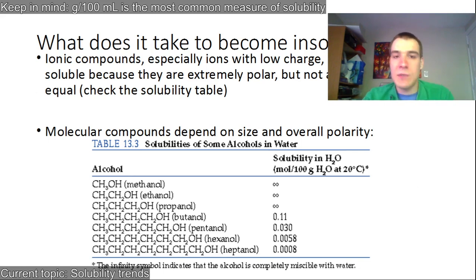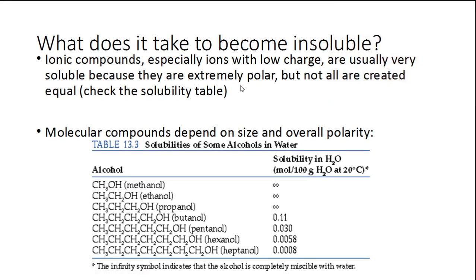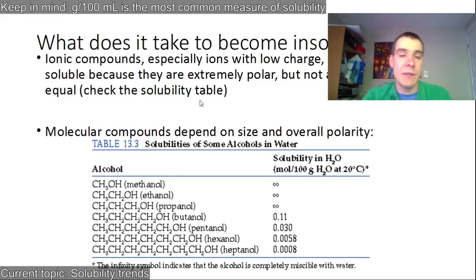Let's talk about some general solubility trends for water. First thing is ionic compounds tend to be quite soluble, especially the ones that have low charge, so like sodium, fluorine, chlorine, ammonium, those kinds of things, nitrates, they're very, very soluble. You have to check a solubility table. You guys remember, hopefully, solubility tables from Unit 2. We were using them for double displacement reactions. We do that grid and you find out if it's soluble or not.